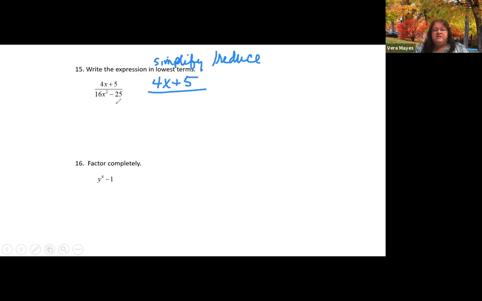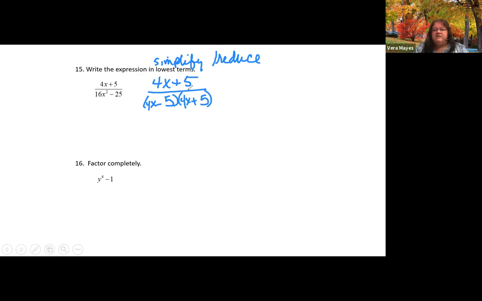Looking at the bottom, I see 2 terms with the minus. They don't have anything in common, but the first one is a perfect square. The second one's a perfect square. So I can go ahead and factor this into the difference of 2 squares. So I know x squared is an x and an x. Square root of 16 is a 4 and a 4. One minus, one plus. Square root of 25 is a 5.